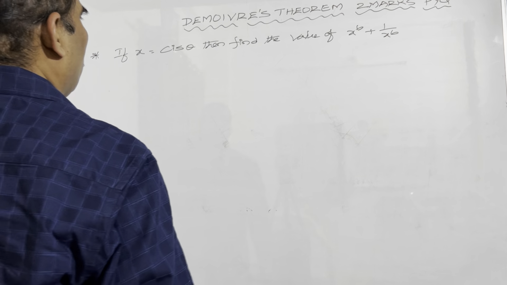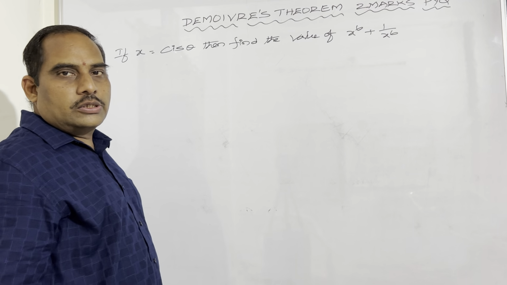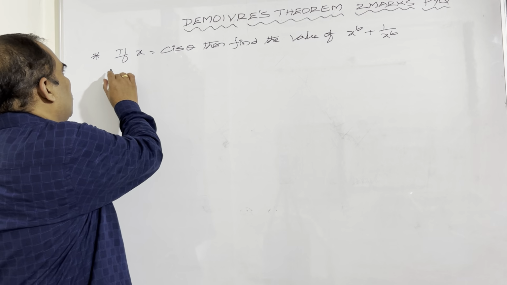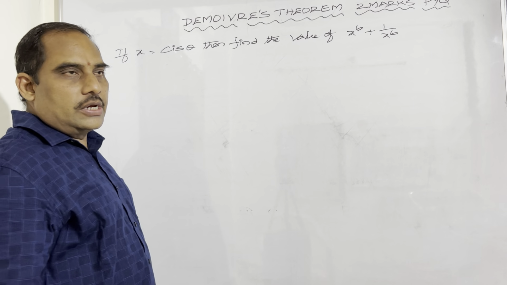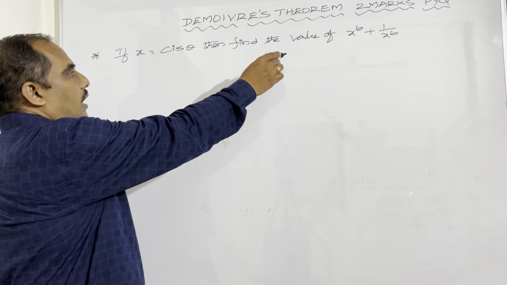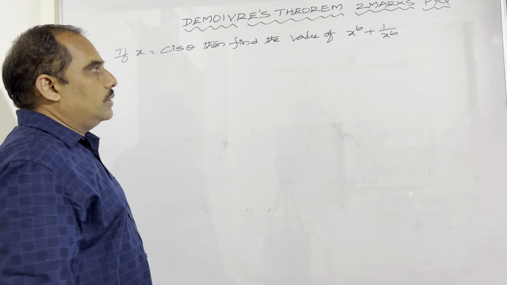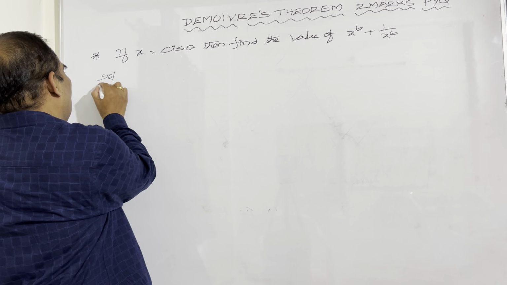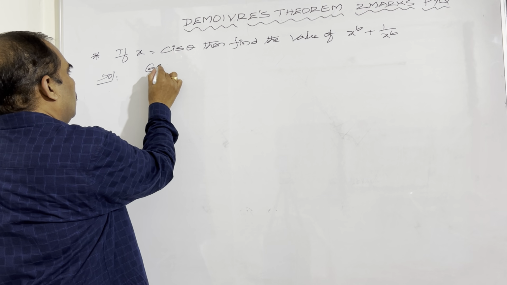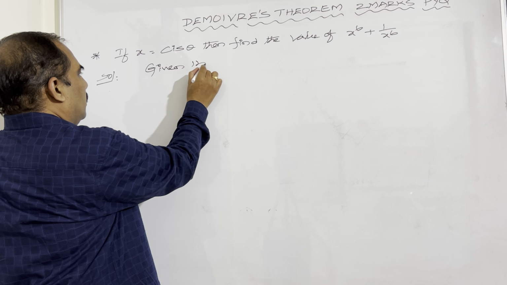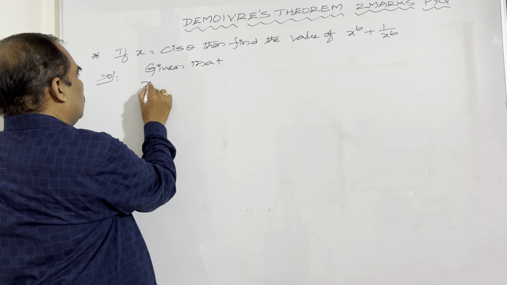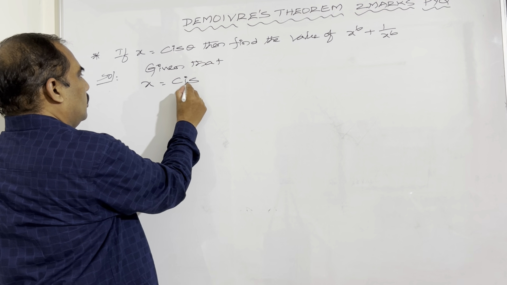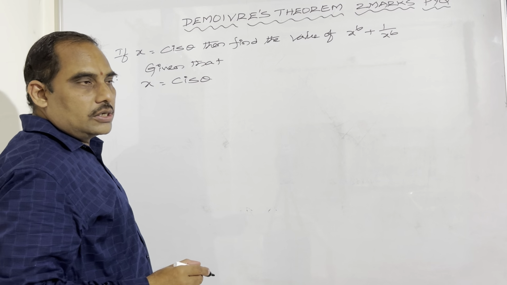In this video, we are going to discuss De Moivre's theorem, 2 marks, PYQ. The question is, if x is equal to e power i theta, then find the value of x to the power of 6 plus 1 by x to the power of 6. So here in the solution, given that x is equal to e power i theta.